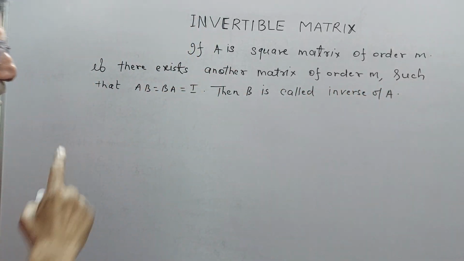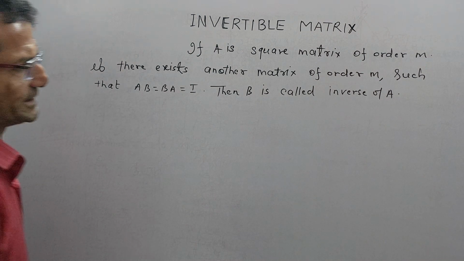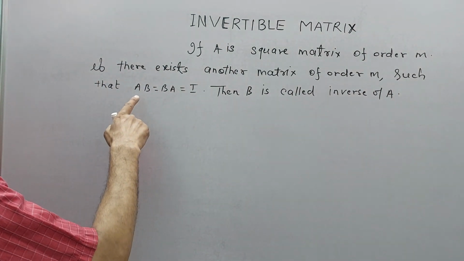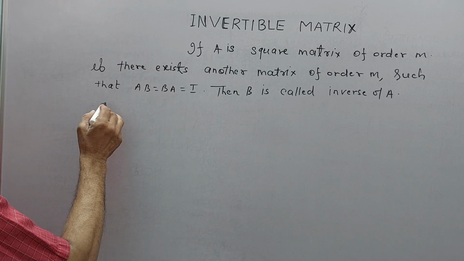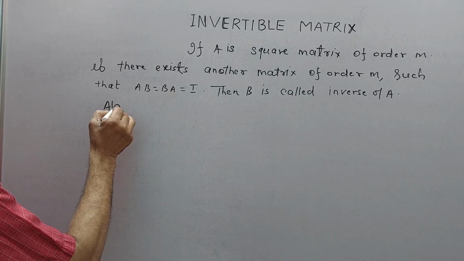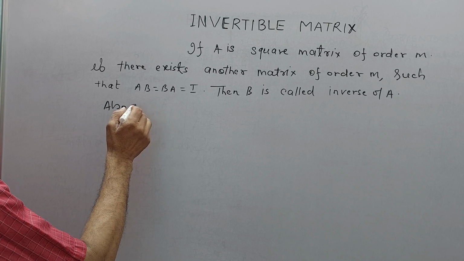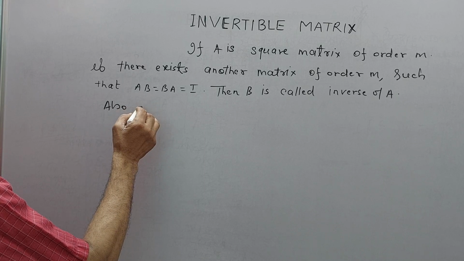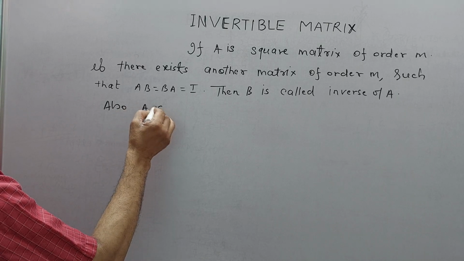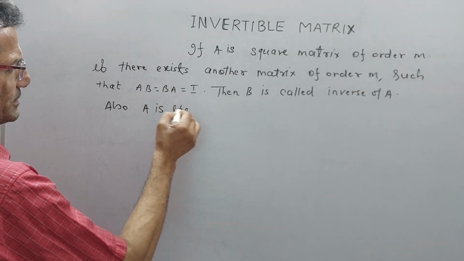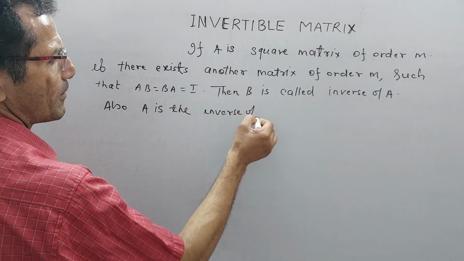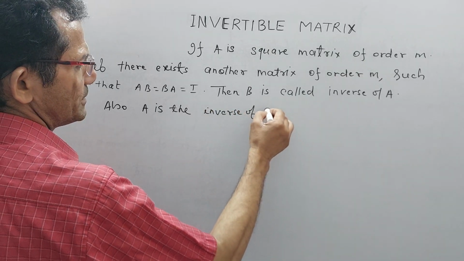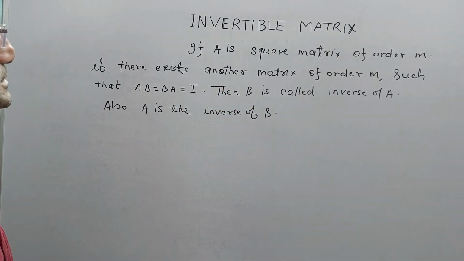We would also say that B is the inverse of A, similarly A is the inverse of B, and also we can say A will be the inverse of B.